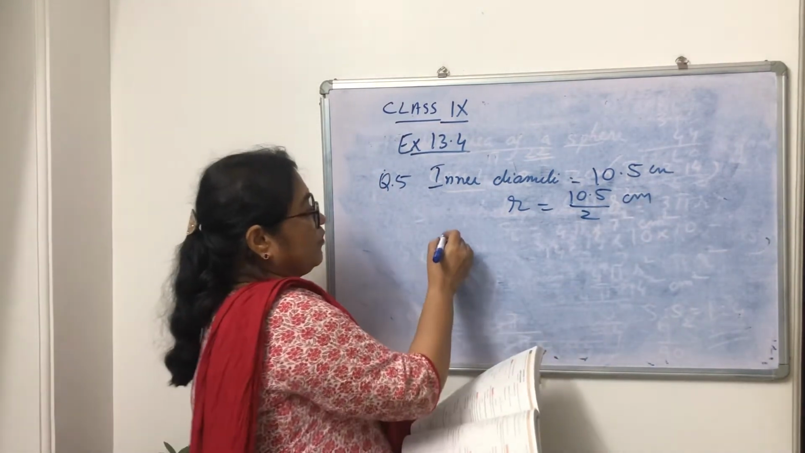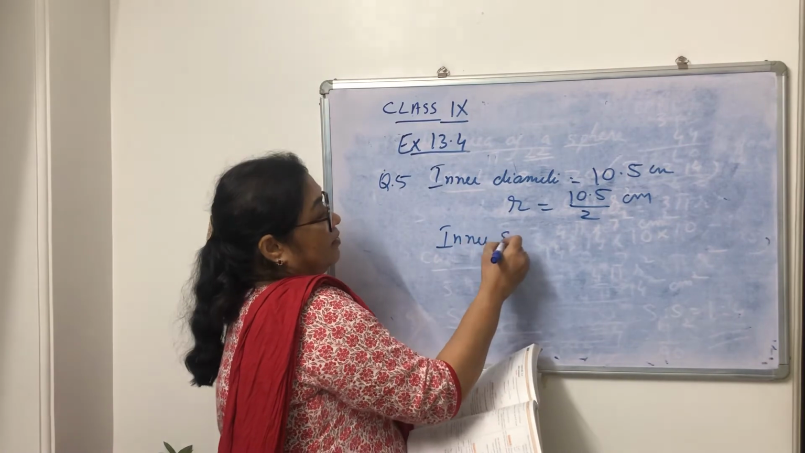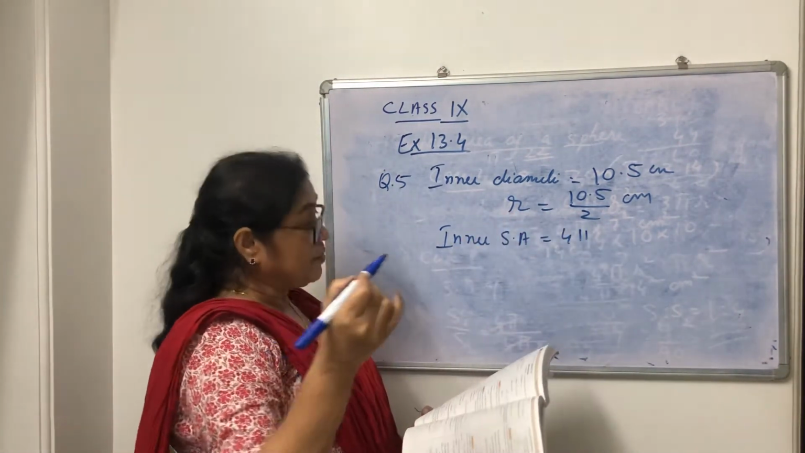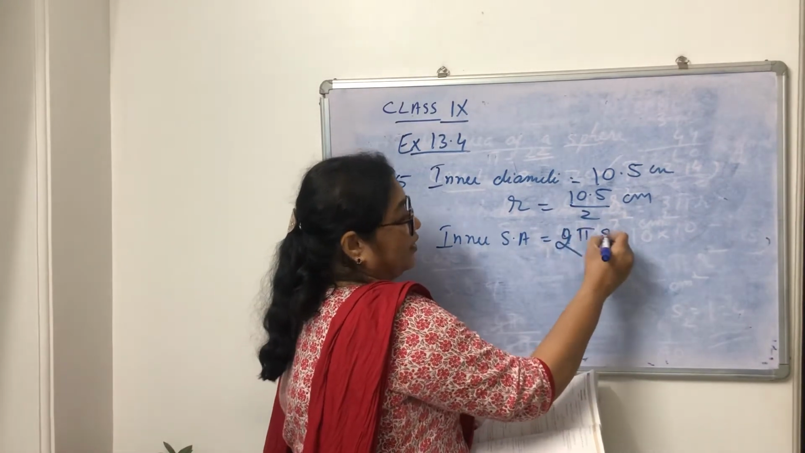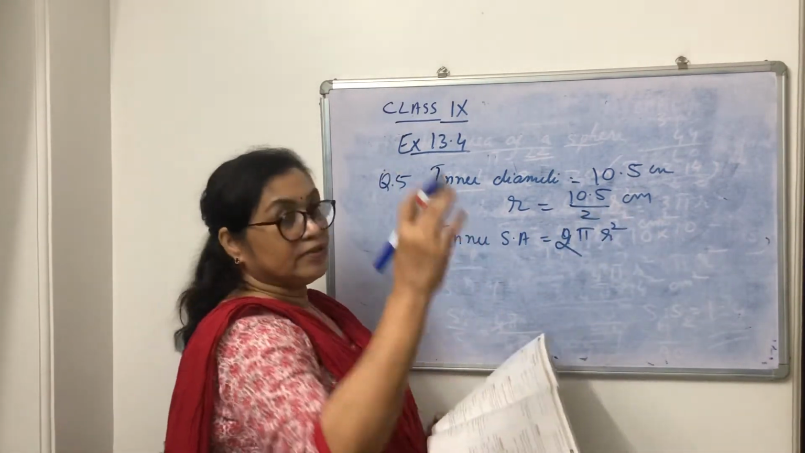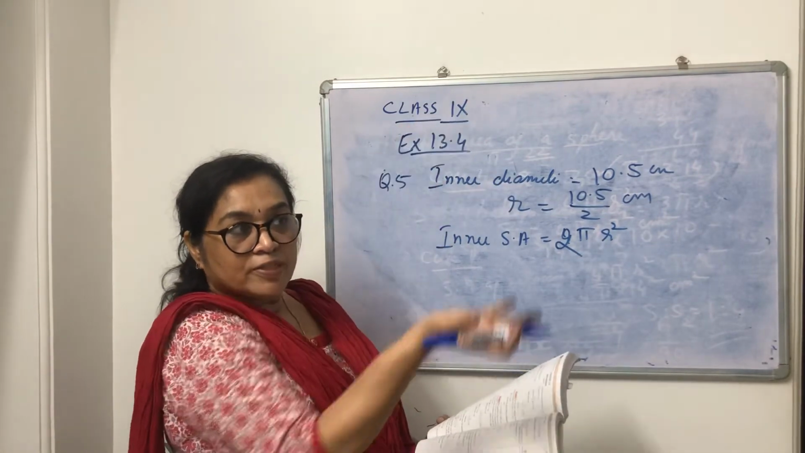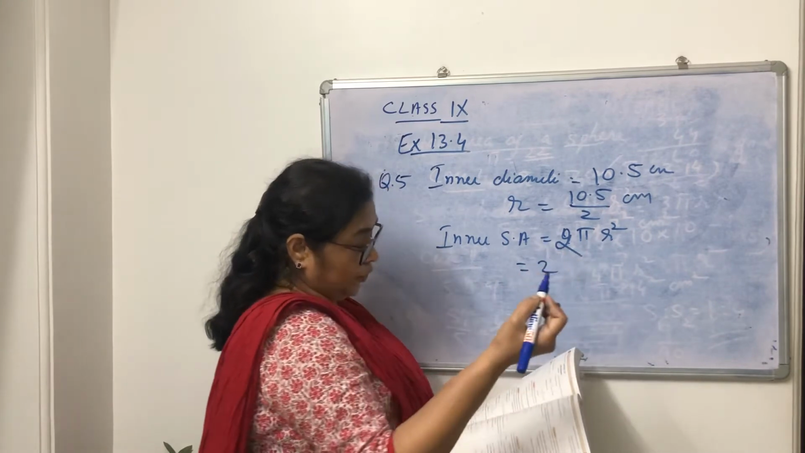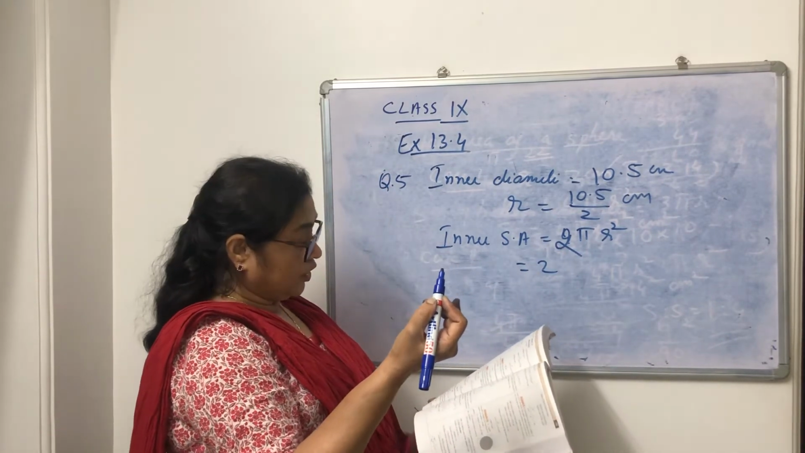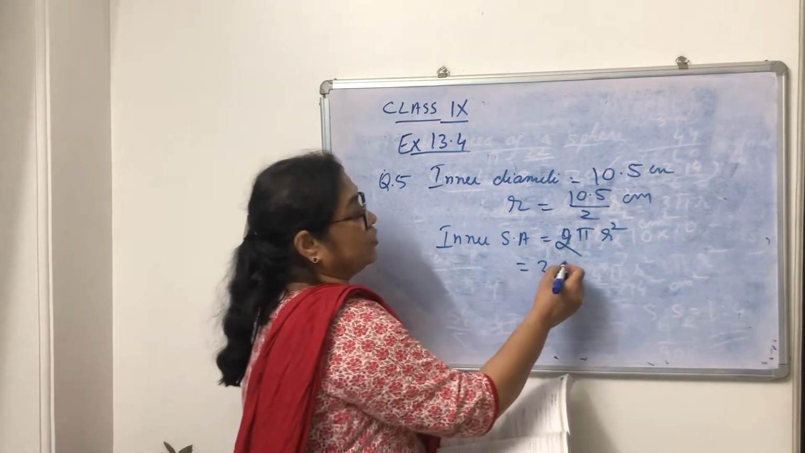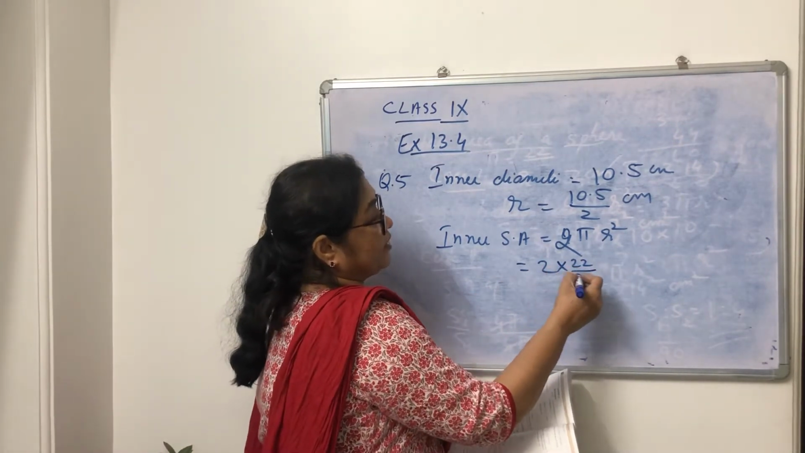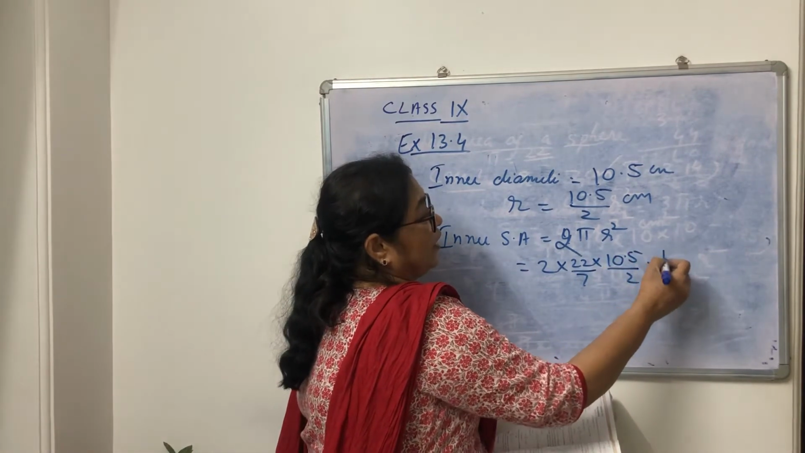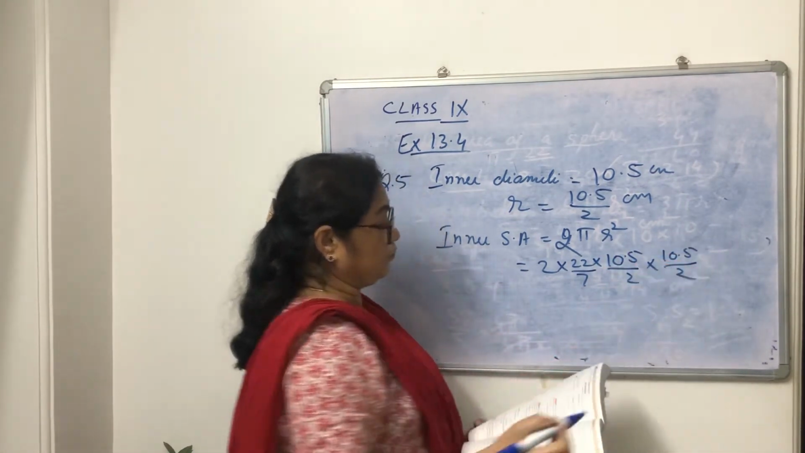So inner surface area, it is a hemispherical bowl, so it is 2 pi r squared. Inside the bowl means it's only the surface area. So it is 2 pi r squared, 2 into, pi is not given in the question, okay, you have to use 22 by 7, the radius is 10.5 by 2 into 10.5 by 2.